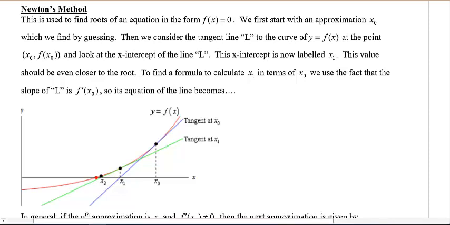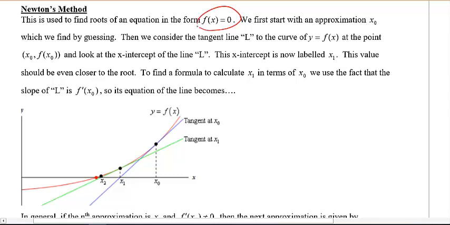All right. Newton's method. So Newton, remember him? Yes, the guy with the apple. He came up with a lot of things. Not only did he come up with calculus and all this stuff in physics, he also found this, Newton's method. Let me show you what this is. So this is a method used to find roots of an equation of this form, so that equation equals 0.